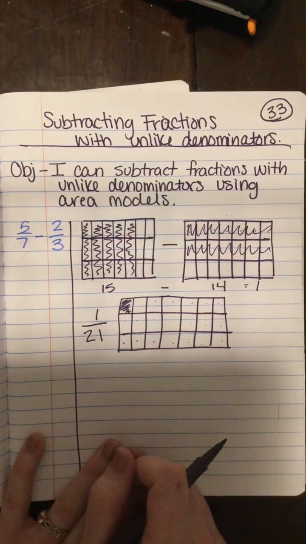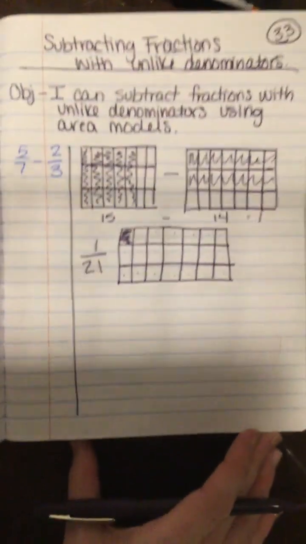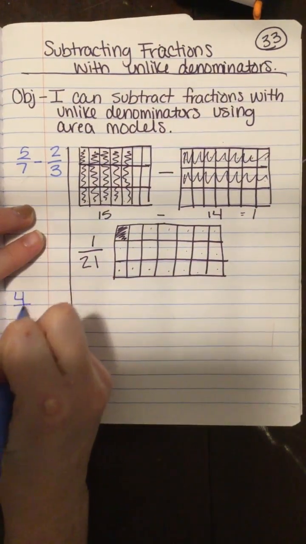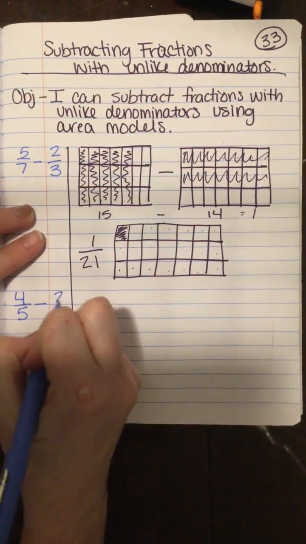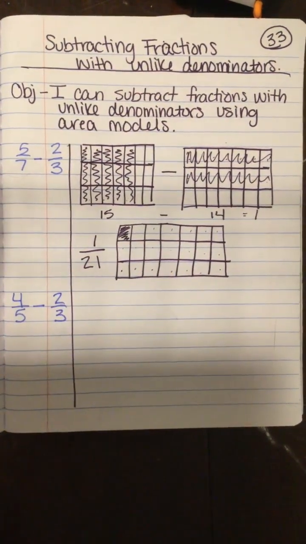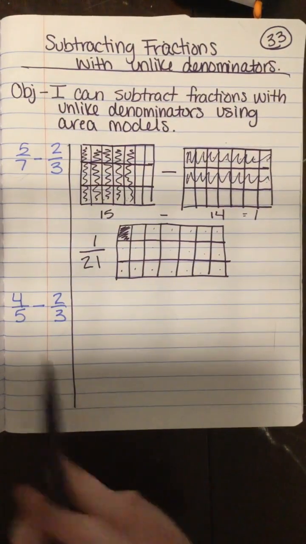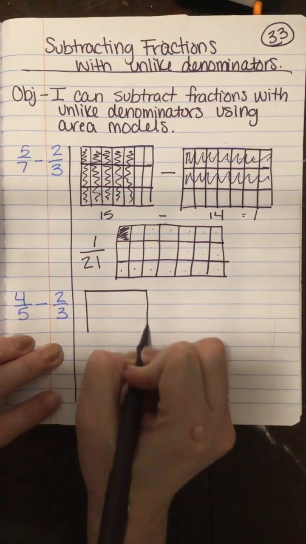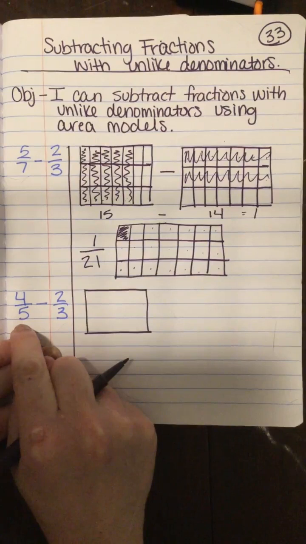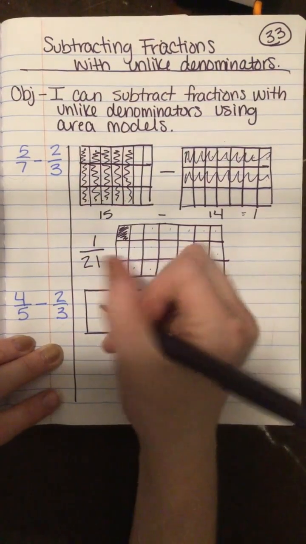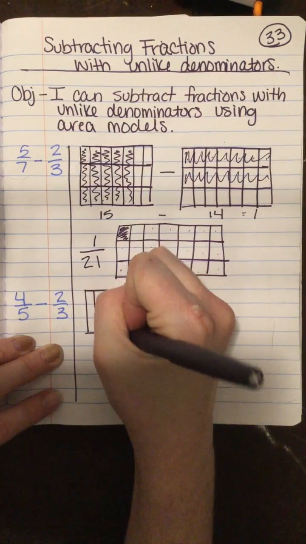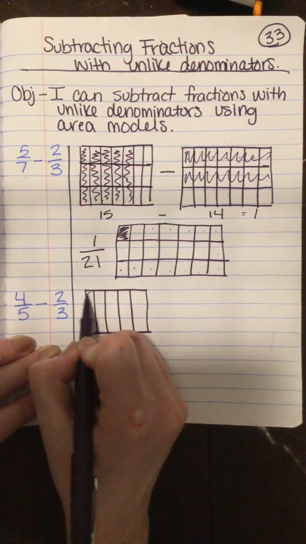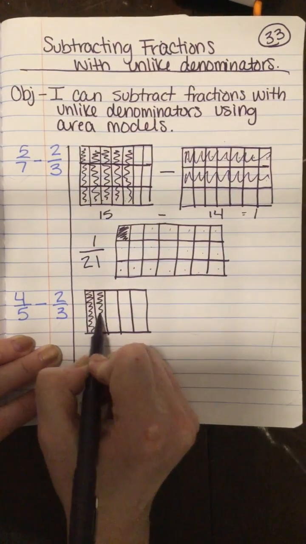All right? So we're going to do one more problem. This time, our problem is 4/5 minus 2/3. So remember those steps. Step 1 is to draw our rectangular pictures for our fractions. So we have first picture is cut into 5ths. Remember, your first picture has vertical lines. Cut it into 5ths. I have 4 shaded in.